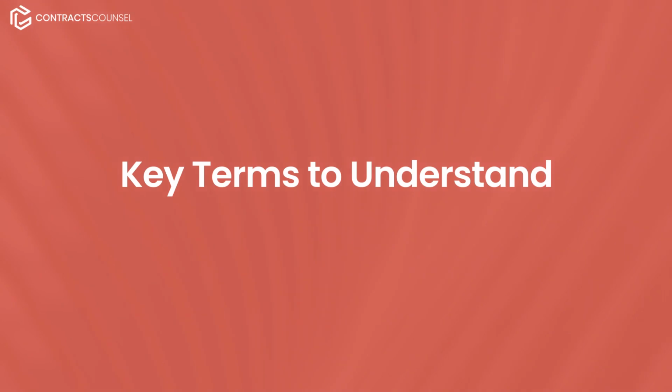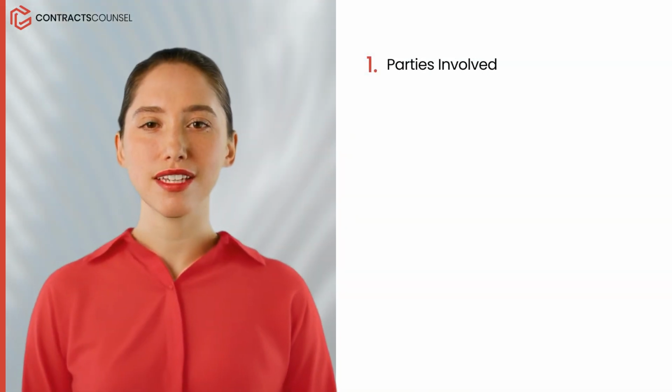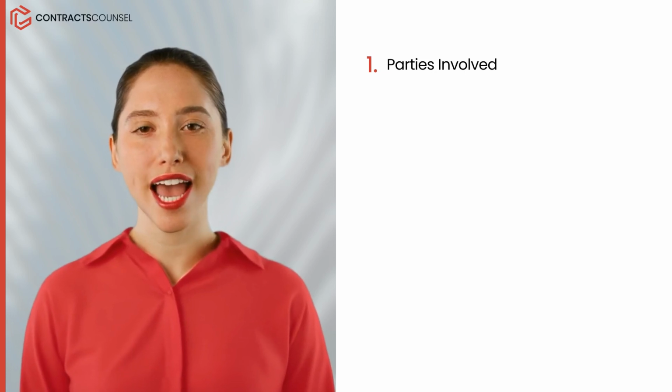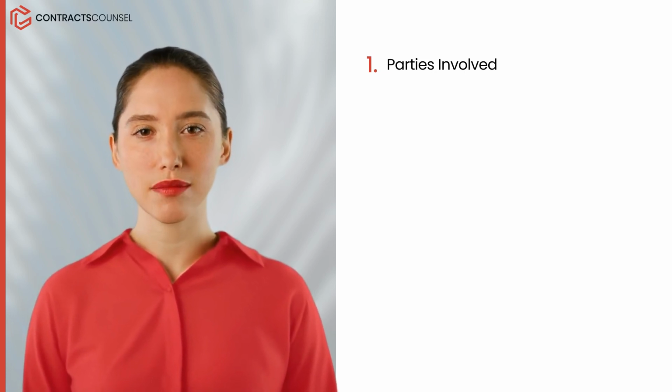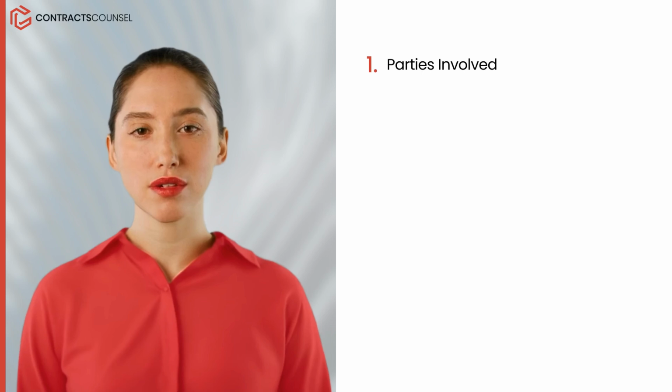Key terms to understand. Employee confidentiality agreements contain many important terms that you should understand. Here are some key terms to look for. 1. Parties involved. Ensure that the names and details of both the employer and the employee are correctly stated. Make sure the full legal names of the businesses or individuals are used.